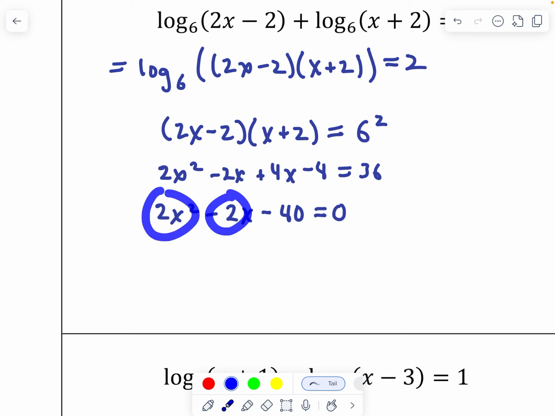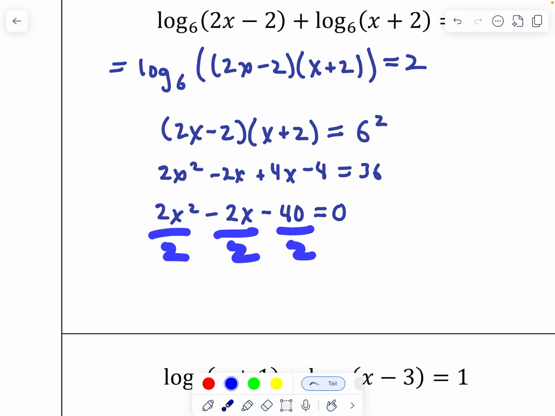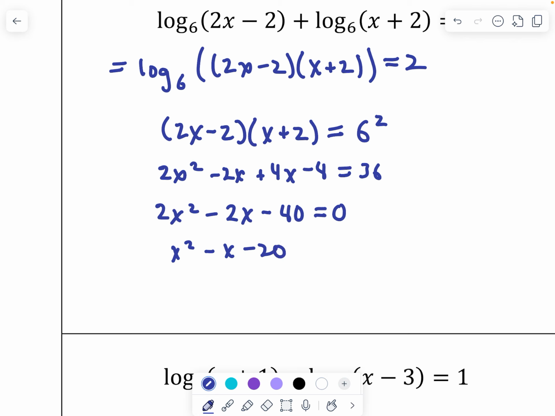Now notice that all of these numbers here are divisible by 2. So I'm going to go ahead and divide out a 2 from the entire equation, which we can do because 0 divided by 2 is still 0. We have x squared minus x minus 20 equals 0. This factors to x... Ooh, these should have been positives right here. Positive, positive. Good. x plus 5, x minus 4 equals 0.